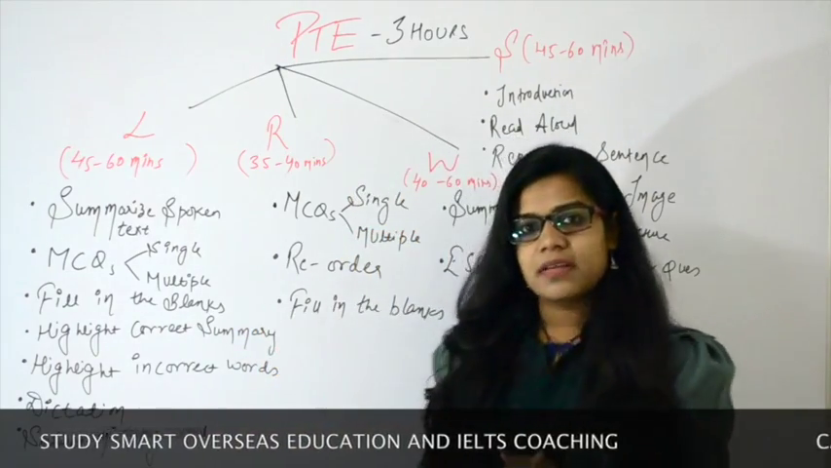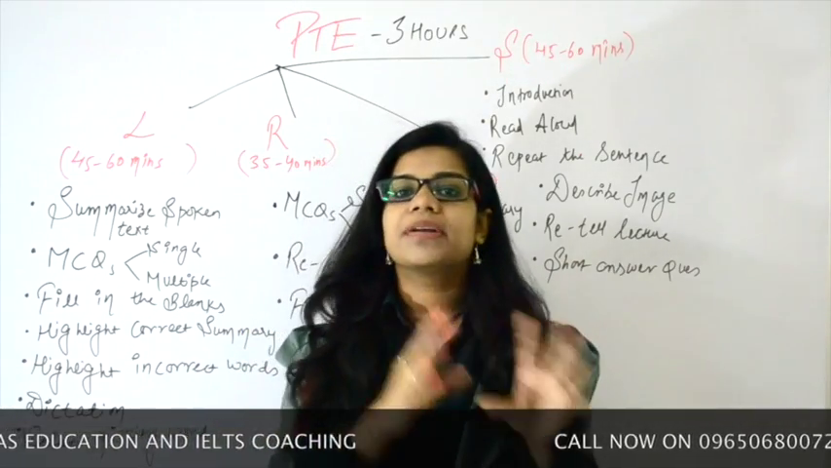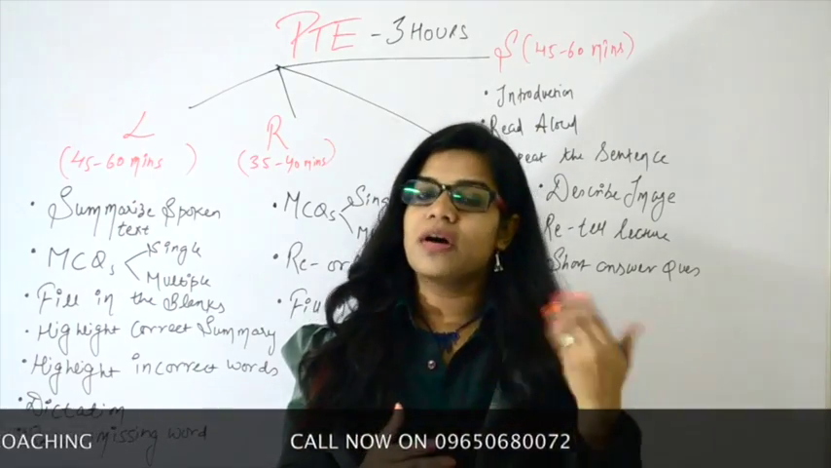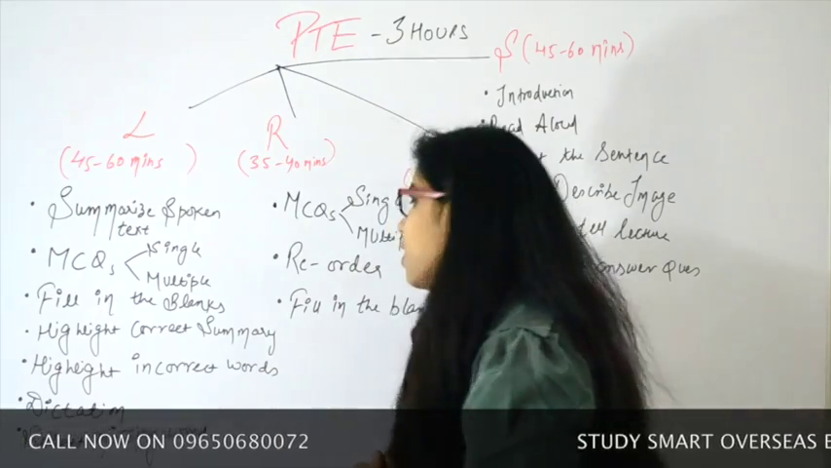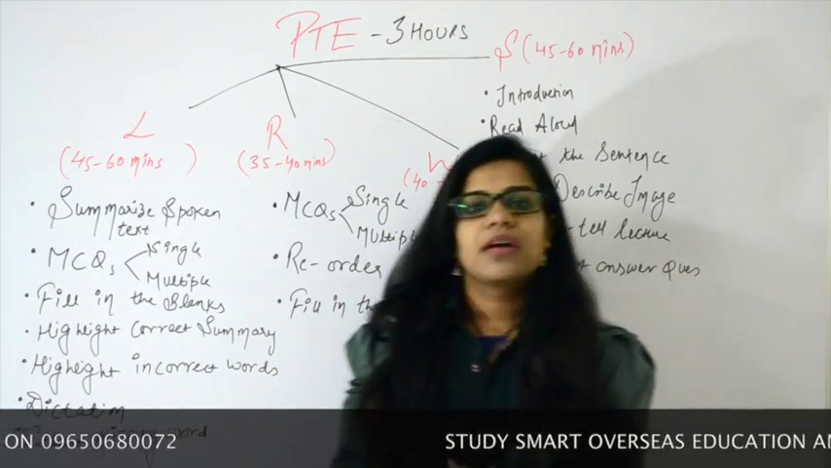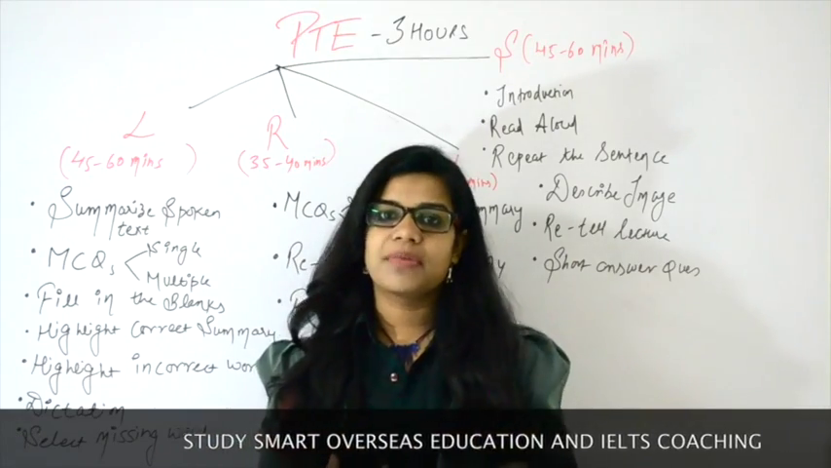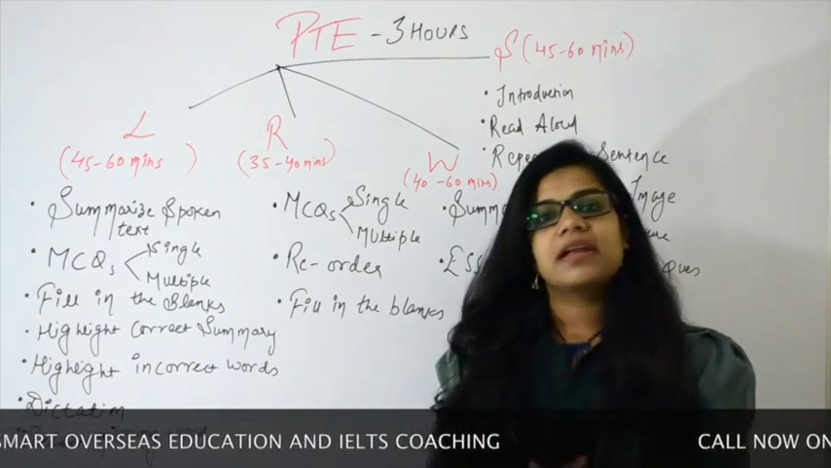Then fill in the blanks. There would be some blanks and that would be the transcript written of that particular audio which you would be hearing. You just need to write down the words you heard in the recording which were missing in the transcript itself. Then highlight correct summary. You would be listening to a lecture and you have to select the correct summary out of the 4 summaries given to you.